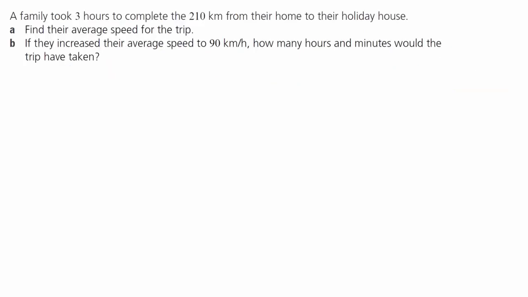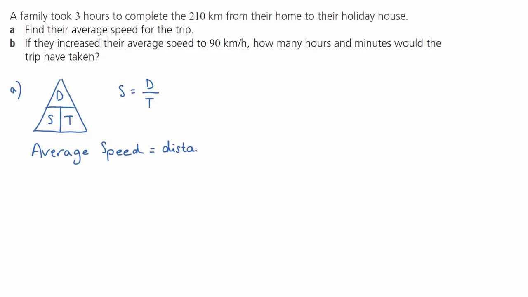In this example, we're going to determine distance, speed and time. A family took 3 hours to complete a journey of 210 kilometers from their home to their holiday house. The first thing we're going to do is find the average speed for the trip. We can use the DST, or distance, speed, time triangle, and cover the S to provide the formula for finding speed. That is, we find that speed, S, is equal to d over t, or distance divided by time. That is, average speed is equal to distance divided by time.